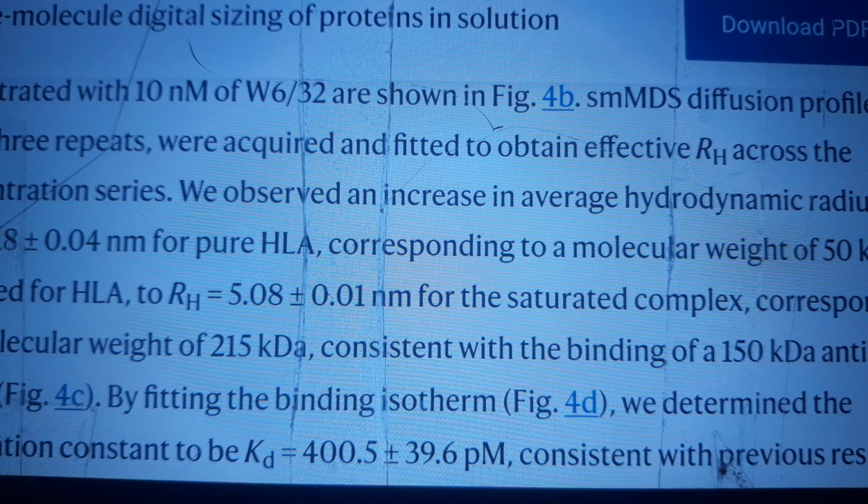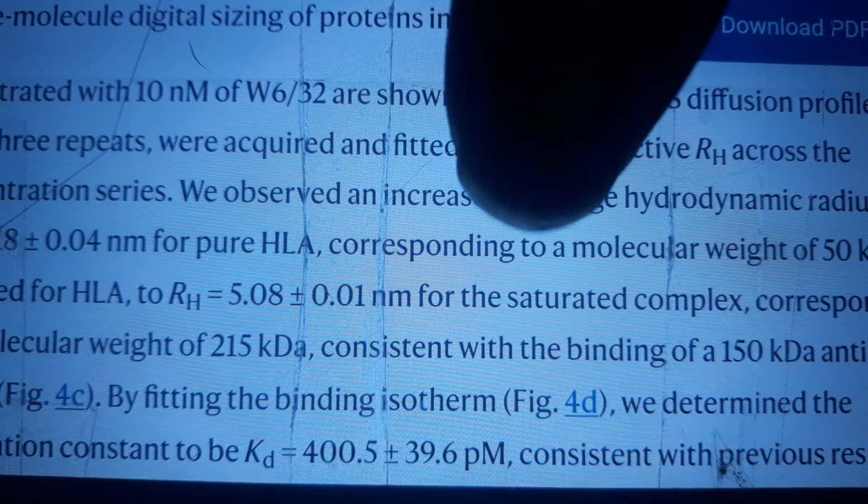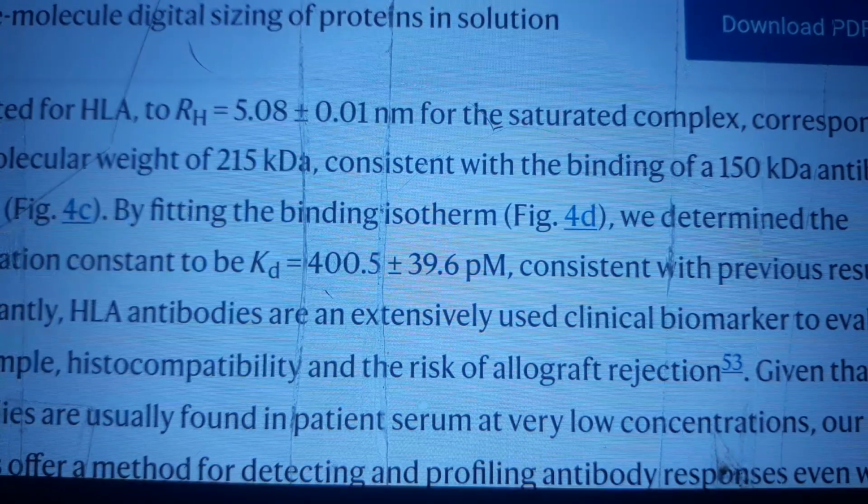It was observed that there was an increase in average hydrodynamic radius from RH 3.18 ± 0.04 nanometers for pure HLA, corresponding to a molecular weight of 50 kDa as expected for HLA, to RH 5.08 ± 0.01 nm for the saturated complex, corresponding to a molecular weight of 215 kDa, consistent with the binding of a 150 kDa antibody to HLA.